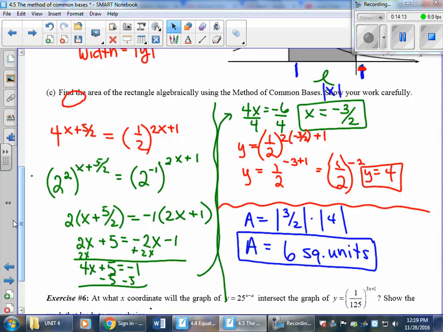So write down what you need to, and why don't you try number 6 on your own? I'm going to slide up in a minute, and I want you to try it first before we tackle it together.